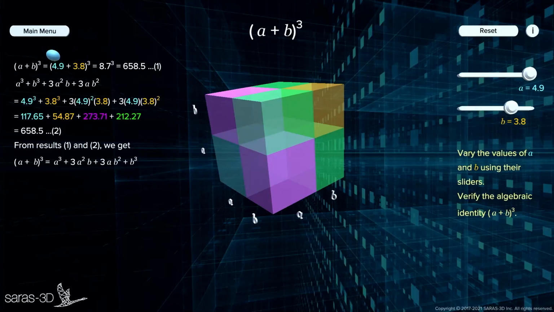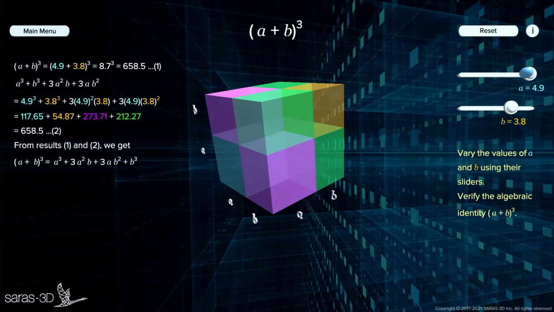When we substitute those values here in A plus B the whole cube, after simplification, we will get some value, right? And when we substitute the values of A and B here also, we will get some value. So comparing 1 and 2, we can clearly see that the values are equal. That means these two are also equal, right? So from results 1 and 2, we can say that this algebraic identity is valid, or it holds true for the values of A and B.